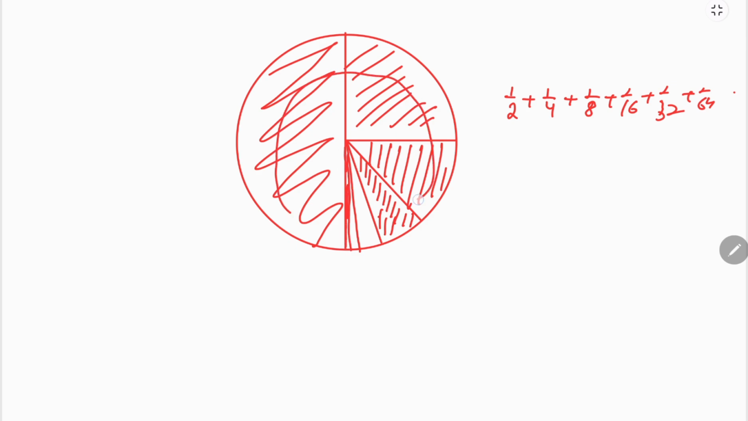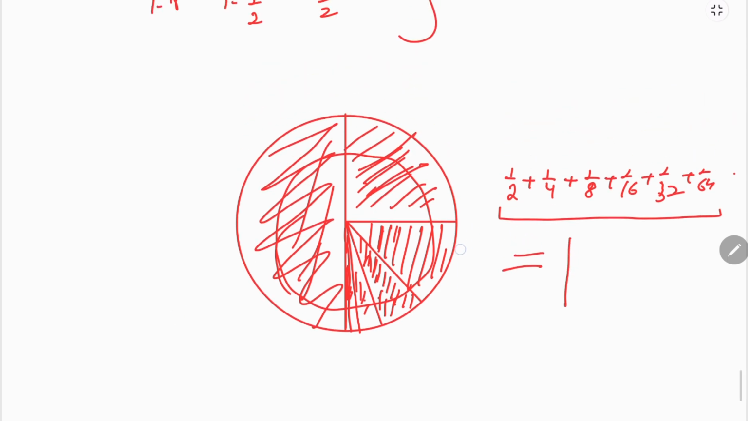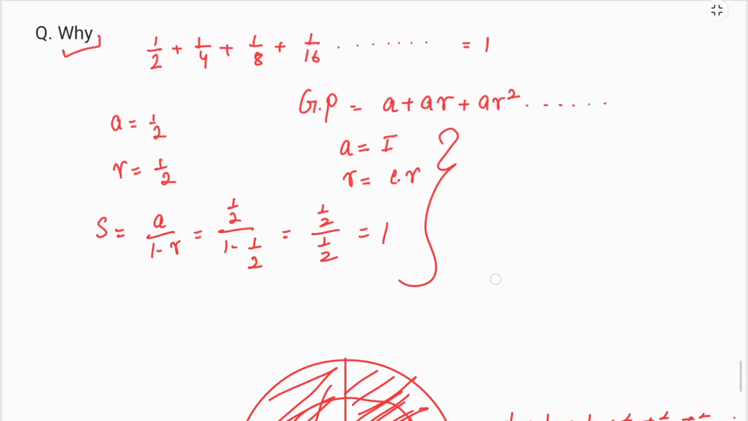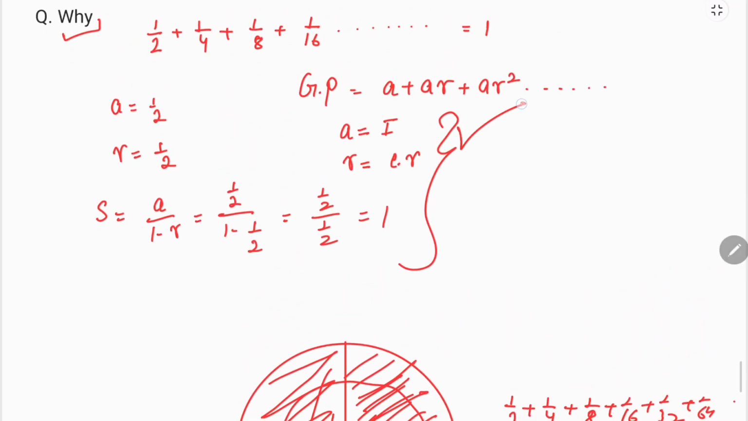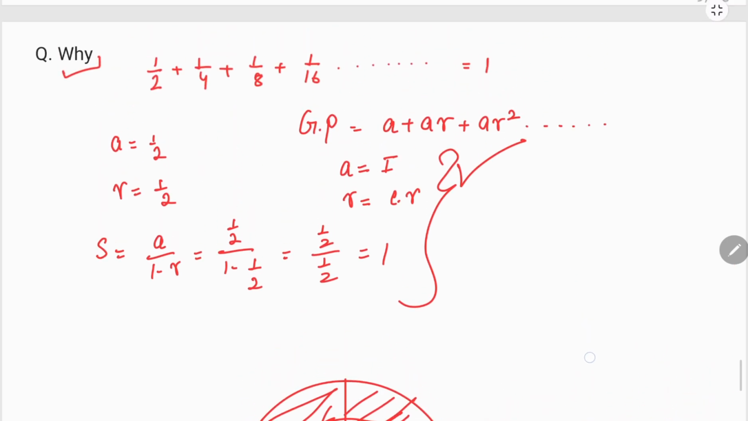And the sum of all these things, because you are adding all this, 1 by 2 plus 1 by 4 plus 1 by 8 plus 1 by 16 plus 1 by 32, 1 by 64, right? Eventually this would become 1, right? That is why the sum of this thing is always 1, right? So you can do it mathematically as well, but you understand this as well, right? So I hope you understood this now.